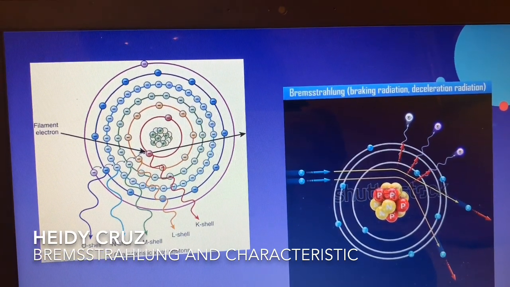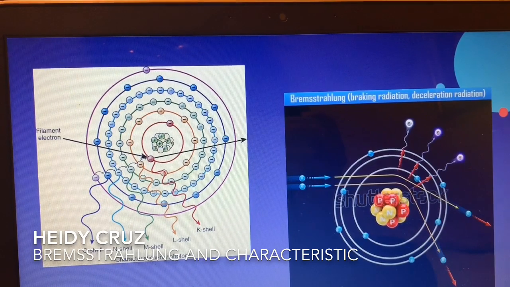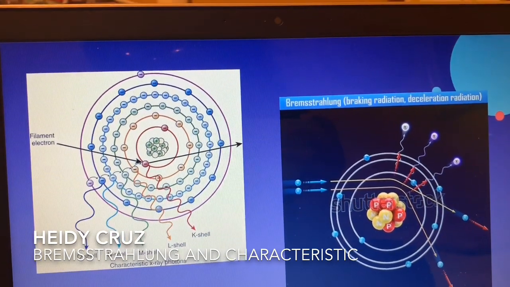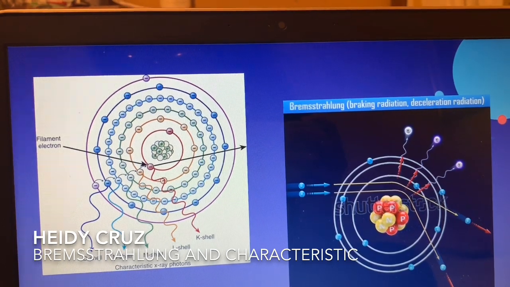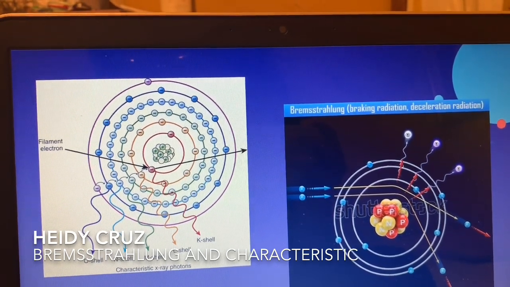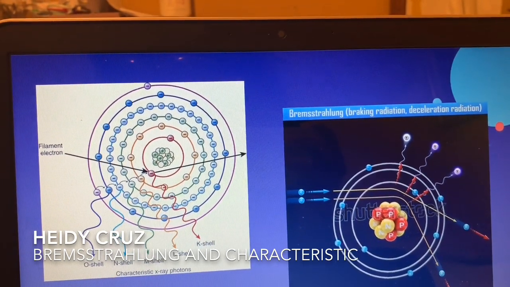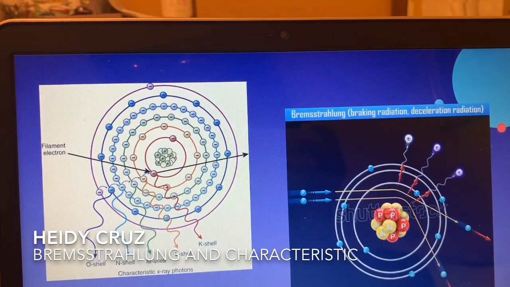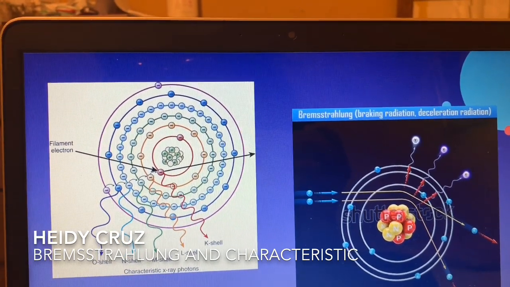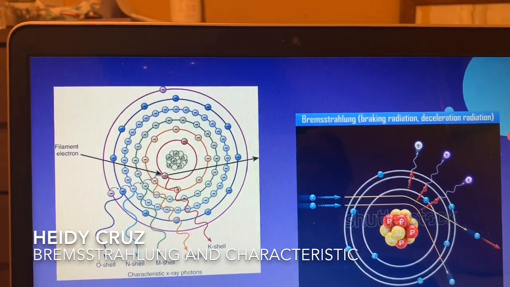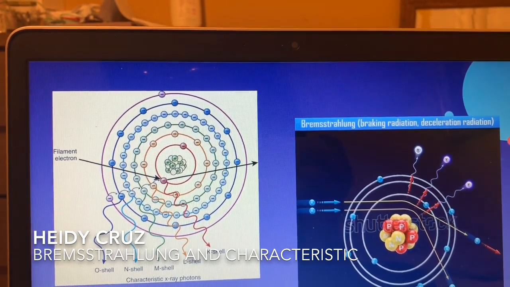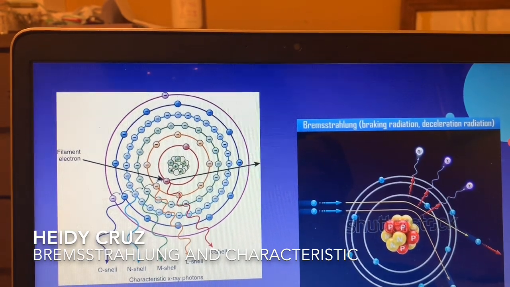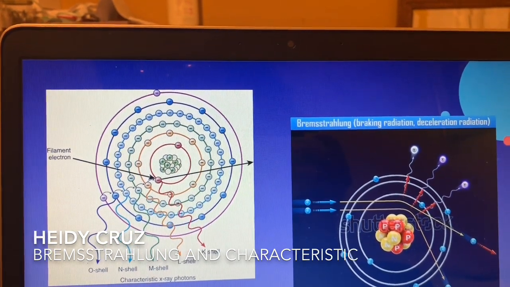X-rays are a form of radiation energy, which is also identified as electromagnetic energy. With X-rays, it is possible to look through people's bodies and observe the bones or other pathologies. Understanding the two different types of interaction that create X-ray photons will give us background knowledge of how X-rays are created.